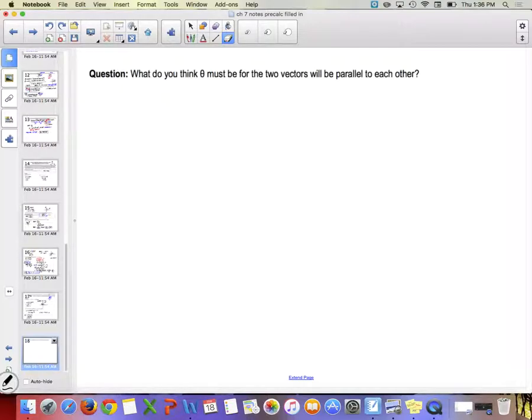All right. So question: what do you think theta must be for two vectors to be parallel to each other? In order for them to be parallel, they have to go off in the same direction, right? But remember, vectors, you can move them. You just move one on top of the other. So the angle between them would actually be 0.